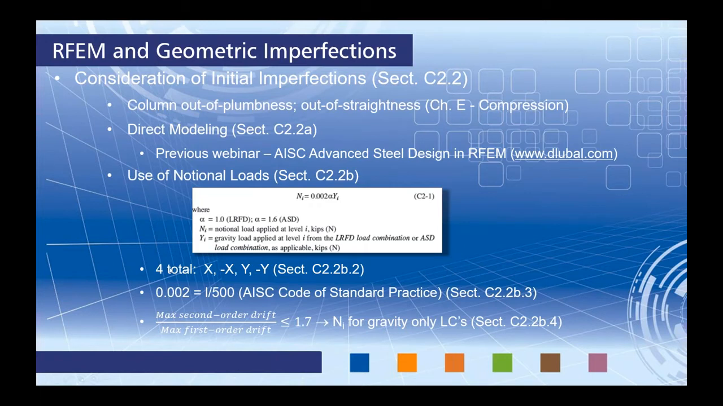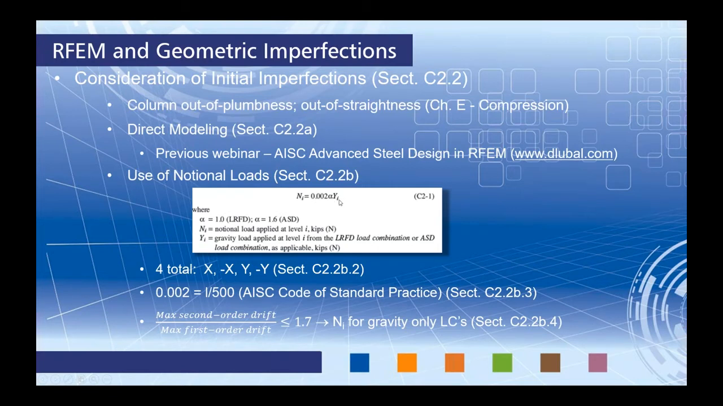This 0.002 comes from the AISC Code of Standard Practice, the L/500. We also have an alpha factor here for LRFD and ASD, and then Y sub i is our gravity load applied at that level, so any type of vertical load. So you can understand that our notional loads are really dependent on the applied load for that particular load case or load combination.